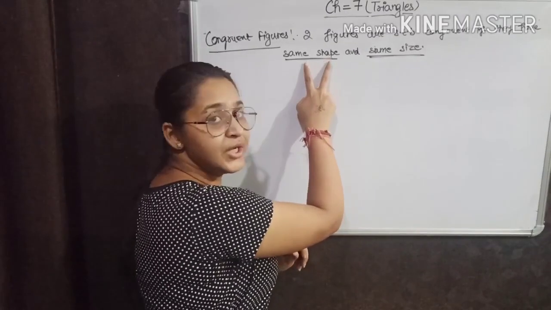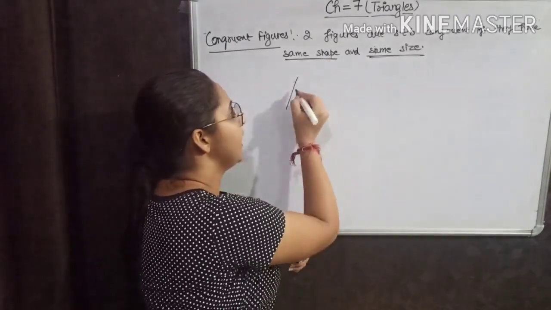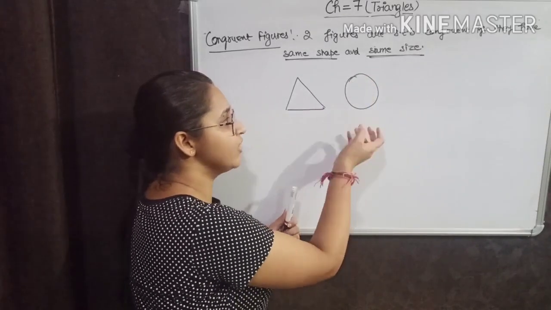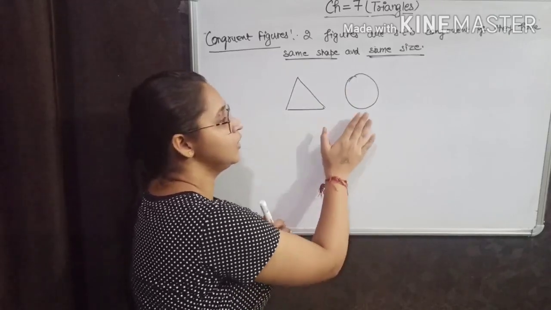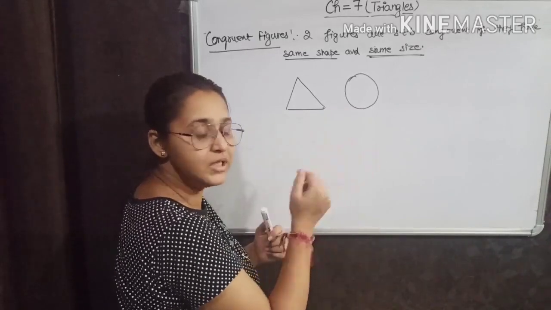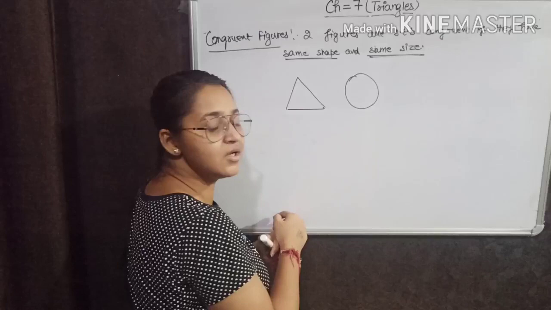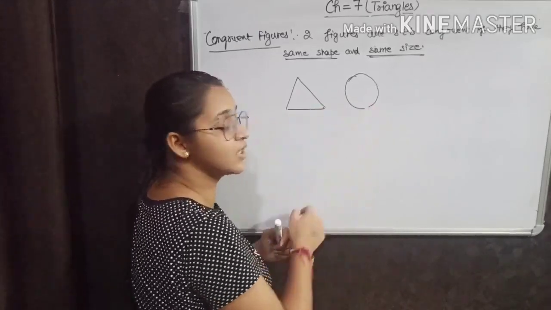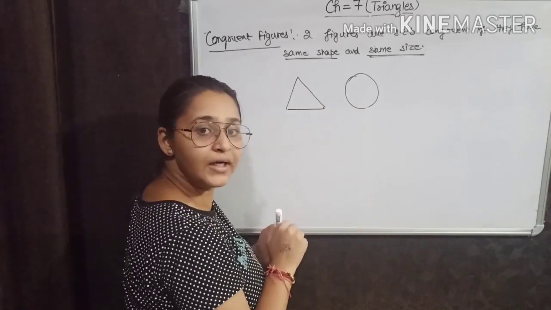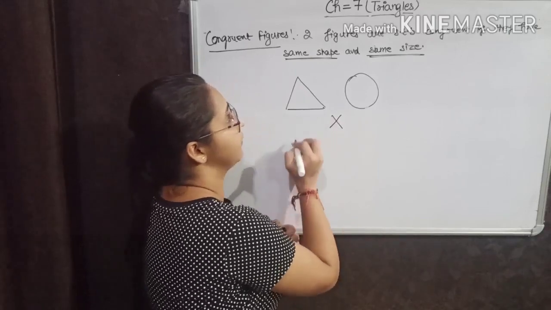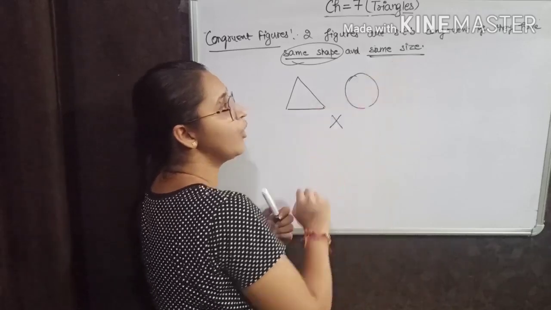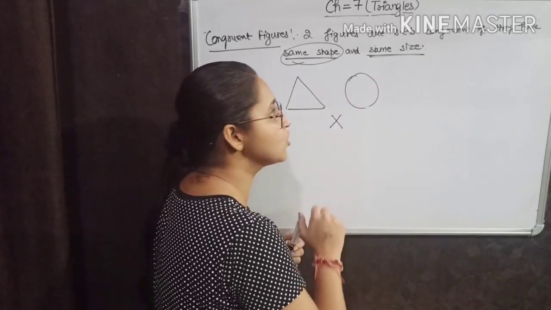Same shape means if I have one triangle and I have one circle, are these two figures covering each other? When I put the circle over the triangle, will this cover the triangle completely? Obviously no. If I put the triangle over the circle, will this triangle cover the complete circle? Obviously no. So these two figures are not congruent. It means first of all the shape must be the same. Got it? Now come to the second note. The second point is same size. This is the most important thing.